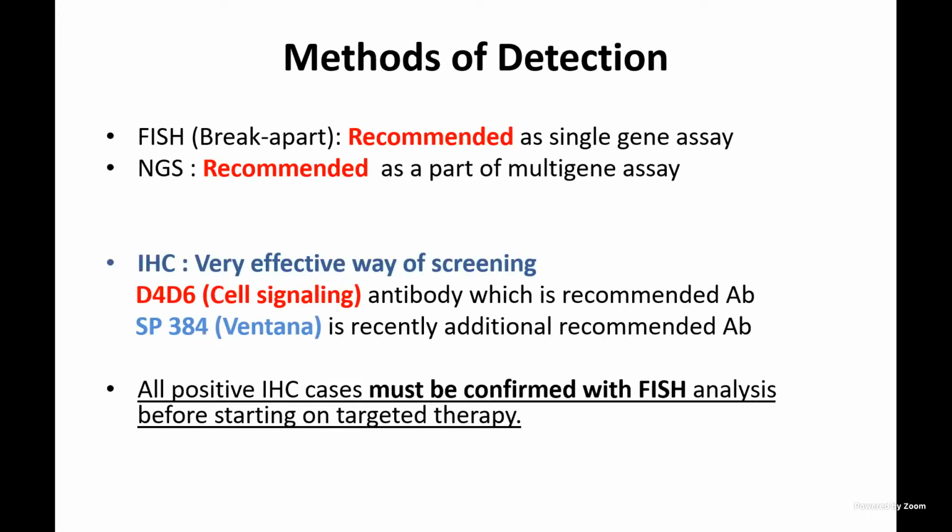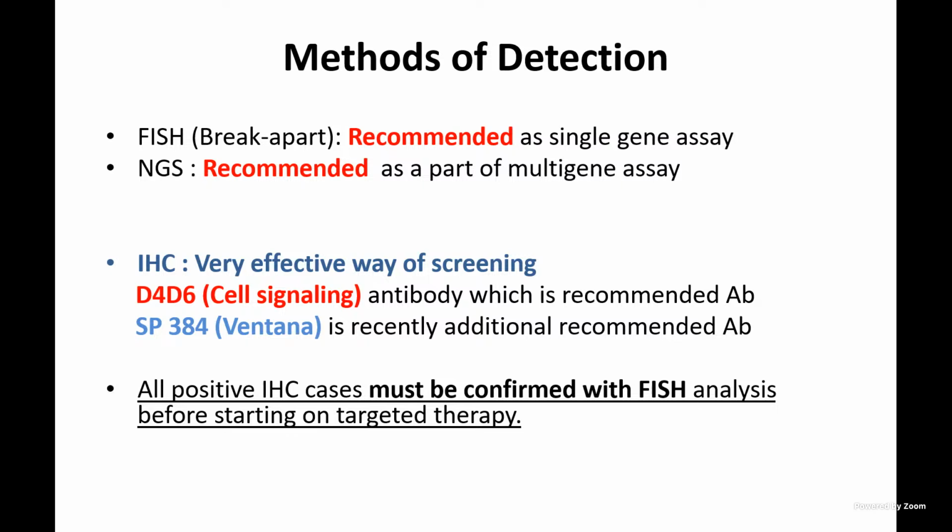In the methods of detection, FISH is recommended as a single gene assay and NGS is recommended as a part of multi-gene assay. Immunohistochemistry is a very effective way of screening and we are doing it at RGCI. The D4D6 antibody from Cell Signaling is a recommended antibody, and another antibody, recently introduced just a year back, SP384 from Ventana, is also recommended and has shown good results.